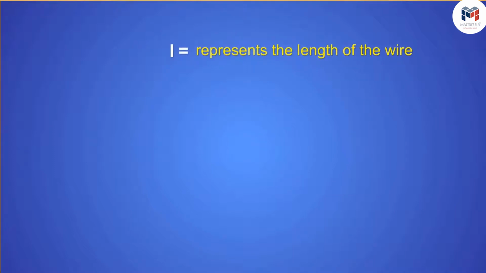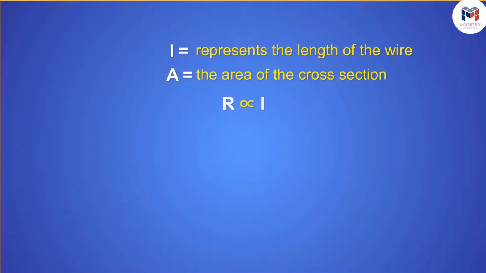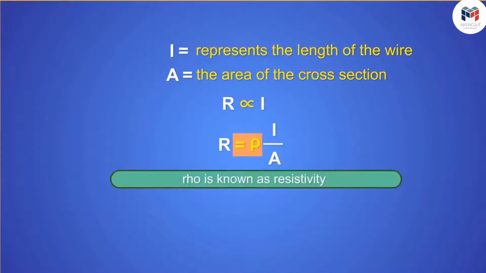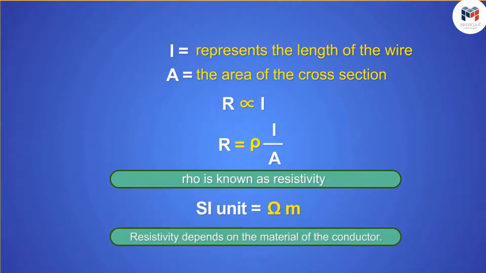If L represents the length of the wire and A is the area of the cross-section, then the resistance will be directly proportional to the length and inversely proportional to the area. A constant has to be brought in to remove the sign of proportionality. Here this constant is represented by rho. Rho is known as resistivity. The SI unit of resistivity is the ohm meter. Resistivity depends on the material of the conductor. So this is all about the resistance and the resistivity.